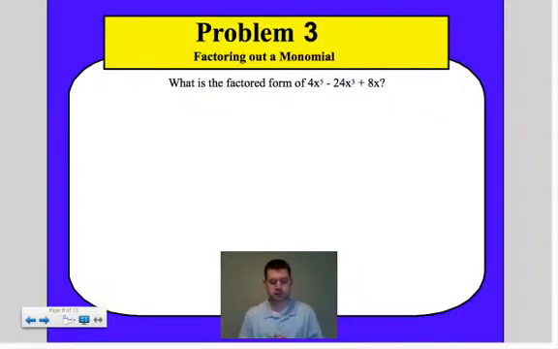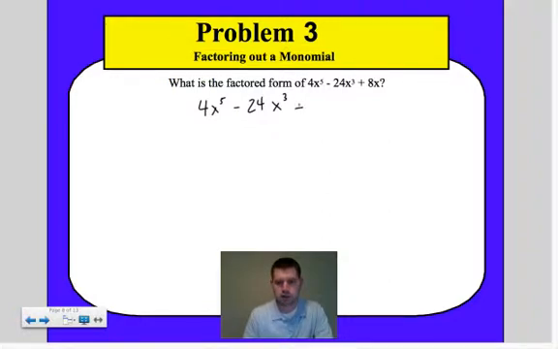Okay, so as I was saying in problem number 2, what we're going to do now is we're actually going to work backwards. So we're going to find that greatest common factor, but we're going to pull everything out as we go through. The first thing we're going to do is identify, between 4x to the 5th minus 24x cubed plus 8x, the greatest common factor of that. So we're going to do the same thing.